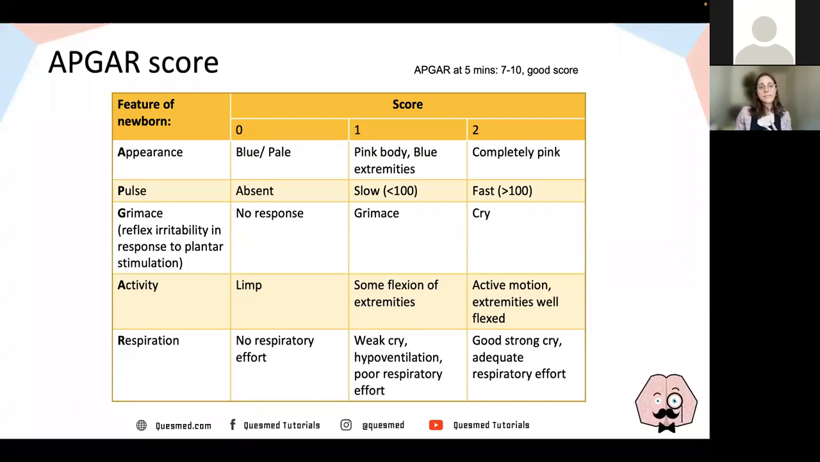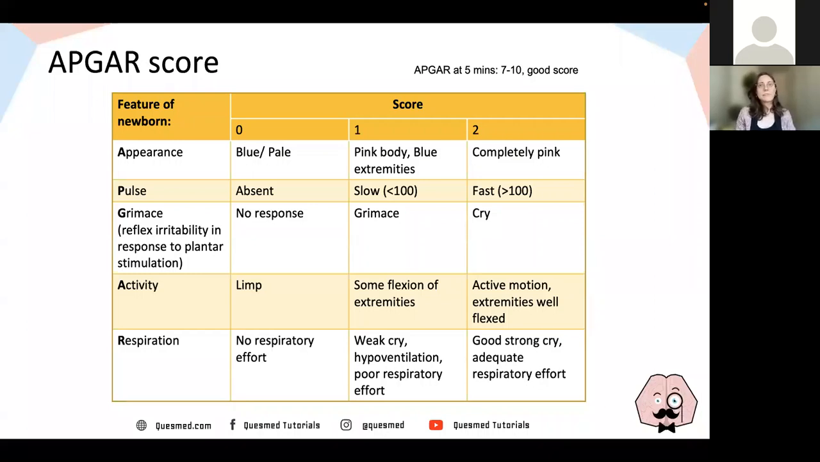For grimace, this is just their reflex irritability. It's a bit of a funny word to say, but it tells you whether the baby cries if you poke them, and if you try to do plantar stimulation. Then for activity, again, we're looking at what's normal in the context of a baby, how much they're moving, if they're moving both extremities, or if they're quite limp or floppy. That's really the main thing you're looking out for.